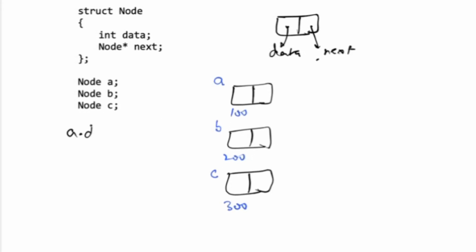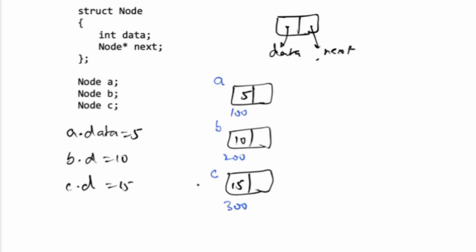Then we say that A dot data is equal to 5. It means that 5 comes here, right? Then we say that B dot data is equal to 10. It means that 10 is here, and C dot data is equal to 15, it means that 15 is here.